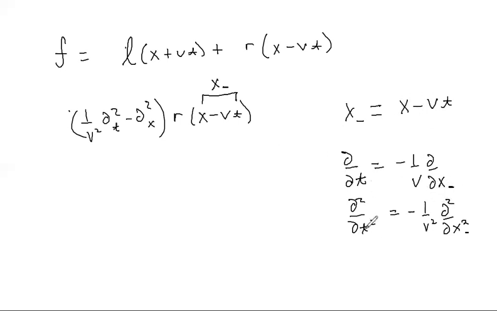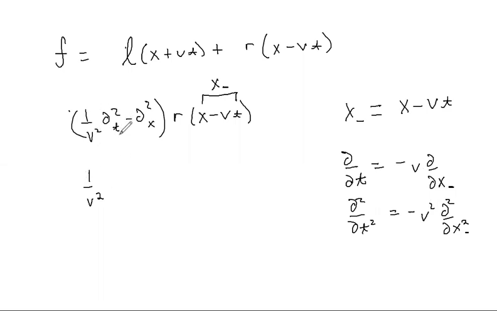Similarly, for partial derivatives with respect to x. So we can rewrite this as 1 over v squared, oh, I have my v's upside down. These were supposed to be upstairs. You just have to go through the chain rule. You get v upstairs, v squared upstairs. So this becomes v squared.